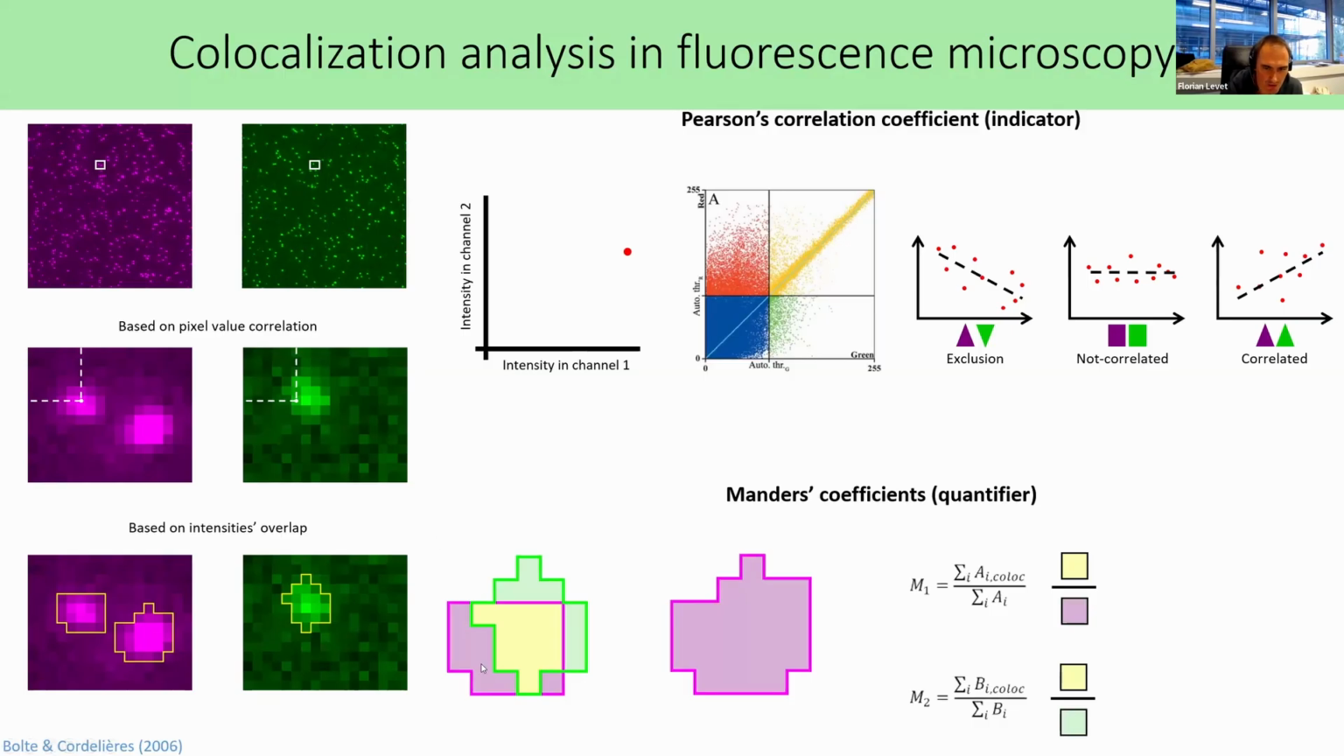And then if you watch this, you have two kinds of objects in color one and one object in color two. If you compute the Manders coefficient for color one, that would be yellow divided by all the area in magenta, while the Manders coefficient 2 will be yellow divided by the area in green. Meaning that in this case, you have a high colocalization for the second color, because this object is highly colocalized to this one, but a low colocalization for the first color because this one is not colocalized at all with any object.